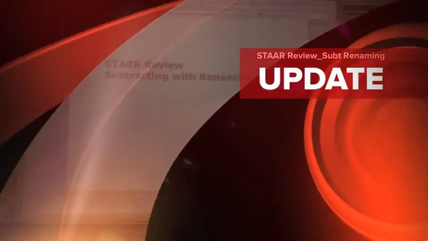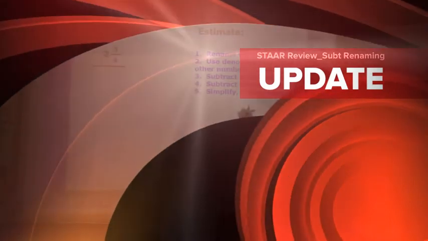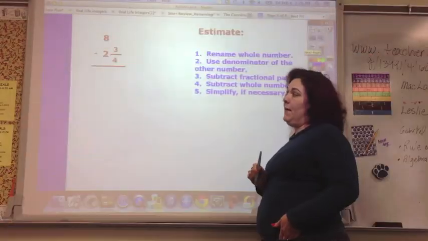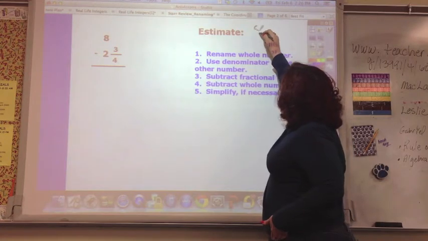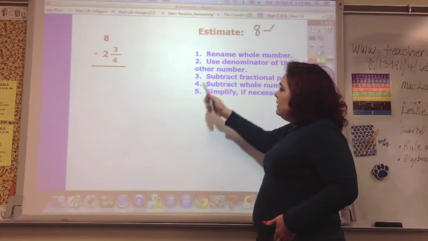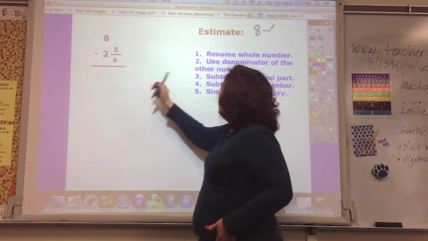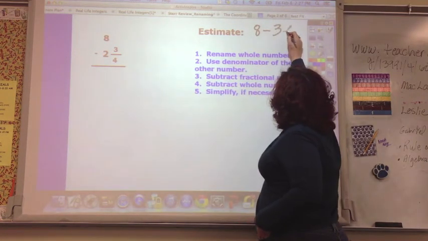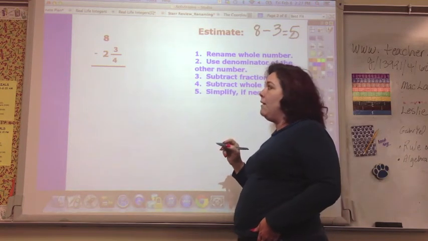Subtracting with renaming. First of all, you always begin by estimating. So this is 8, and so I would put 8 minus 3/4 is close to 1, so 1 plus 2 is 3, so 8 minus 3 equals 5. So my answer should be close to 5.